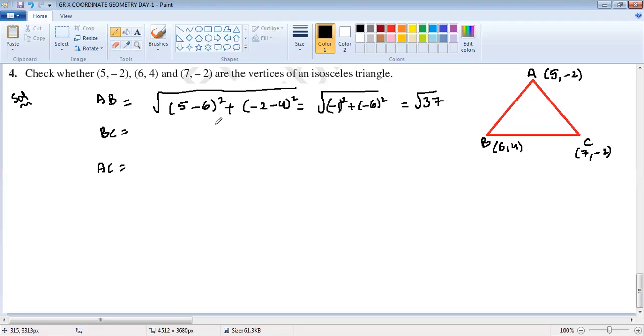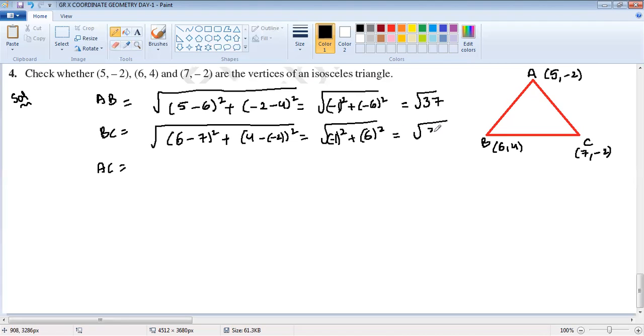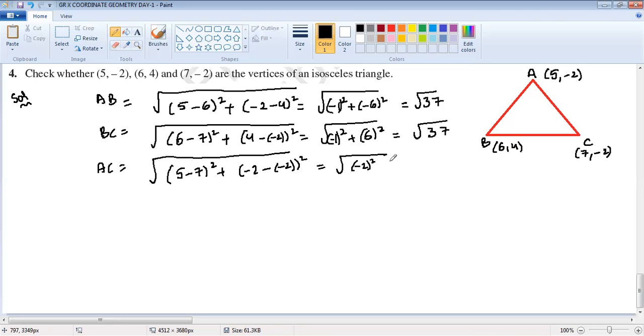Then BC. What is the BC value? 6 minus 7 whole square plus 4 minus minus 2 whole square, 1 square plus 6 square, root 37. Got it? Yes sir. What about AC? 7 minus 5 whole square plus minus 2 whole square is equal to root under 2 whole square plus 0. Got it? Yes sir.